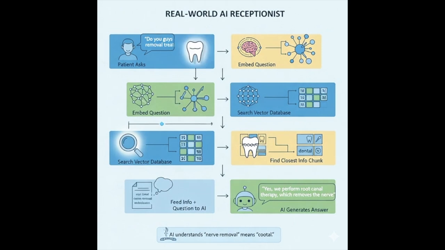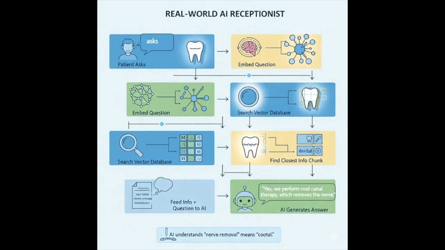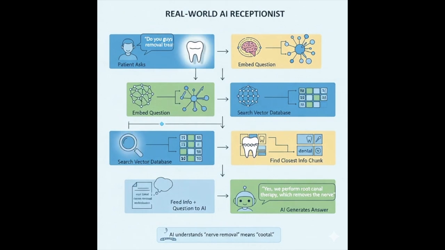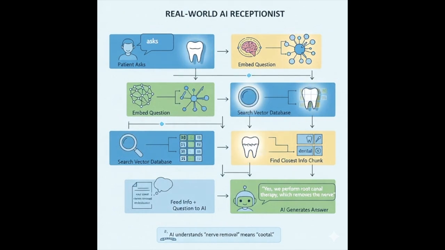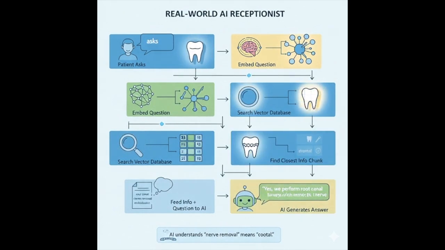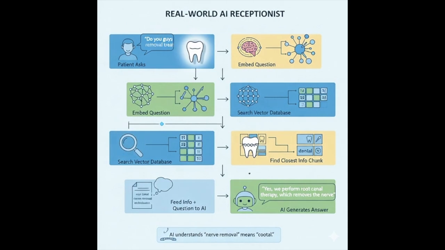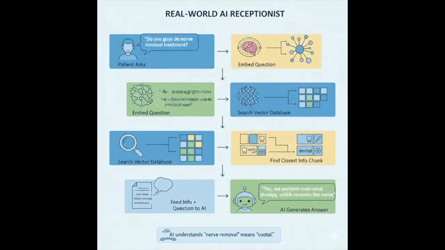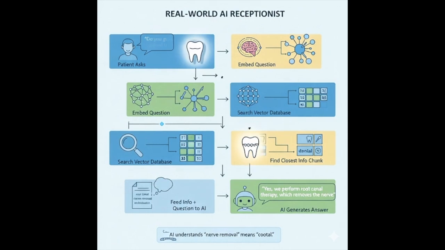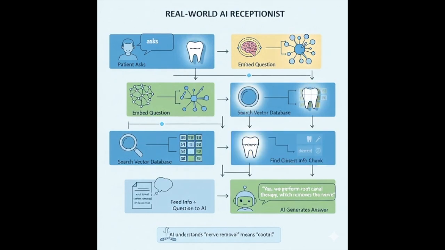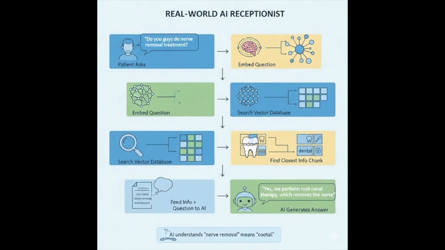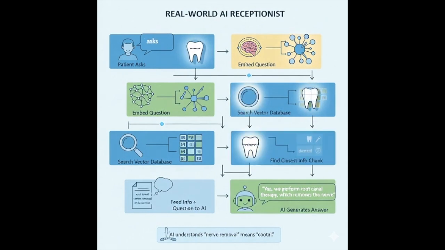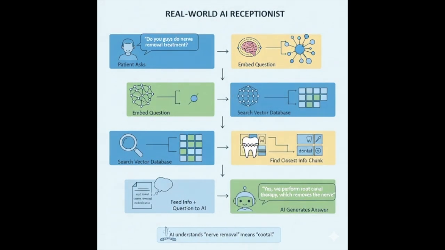How RAG works. A patient asks, "Do you guys do nerve removal treatment?" Your system quietly performs 6 steps. 1. Convert the question into an embedding. 2. Search your vector database. 3. Find the closest matching chunk. 4. Retrieve that chunk. 5. Send the chunk plus the question to the LLM. 6. The LLM generates an accurate answer. Even though the patient never said root canal, the system understands the meaning and finds the right content. That's retrieval augmented generation, RAG.